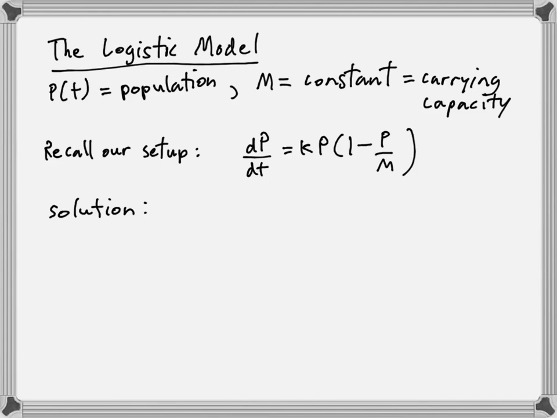We know that if we try to separate variables here, we actually can do that. All we have to do is divide both sides by all of the stuff with P's on the right. So let's go ahead and write that on the next page. We know that dP over P times 1 minus P over M is equal to k dt. And so this is separable, right? This is separable.